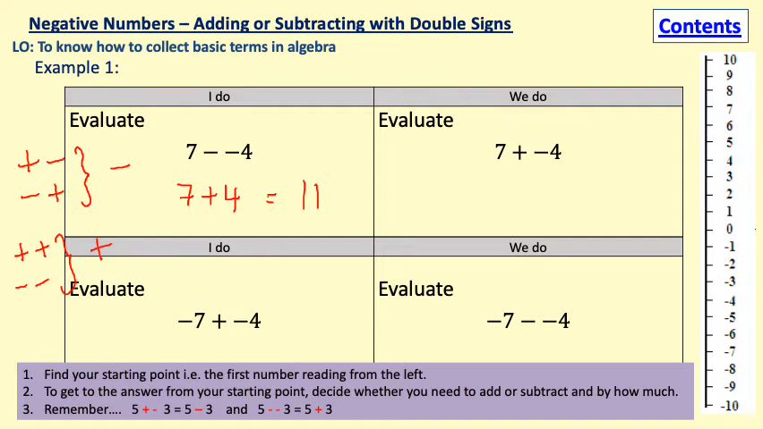So now on the next idea, our starting point is -7. So we're starting here. We're adding -4. So that basically becomes -7 subtract 4. So the subtract 4 means that we're going down. So 1, 2, 3, 4, which would be -11. And that is our answer. So pause the video now and give yourselves a minute to try and solve both of the we-dos.